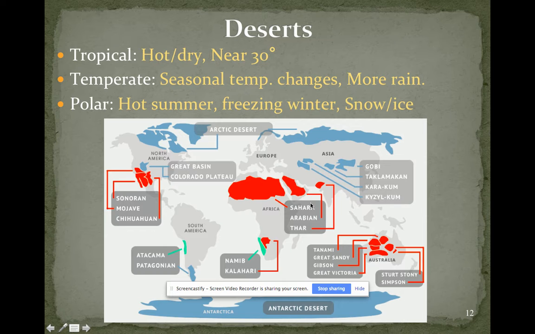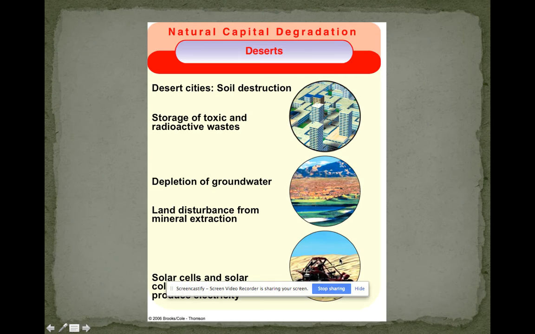The temperate deserts are going to be a little bit less hot, so they'll have temperature changes seasonally and they'll have more rain, and that's like the Atacama Desert. And then the polar deserts are going to be very hot in the summer and then really, really freezing in the winter, and they're going to have lots of snow and ice, and that will be like Antarctica.